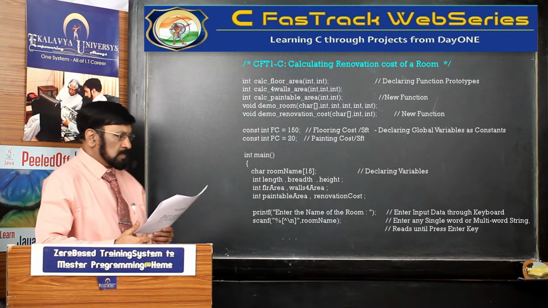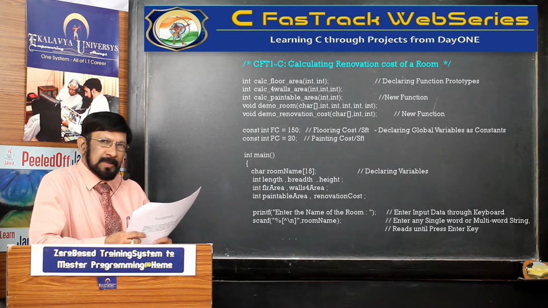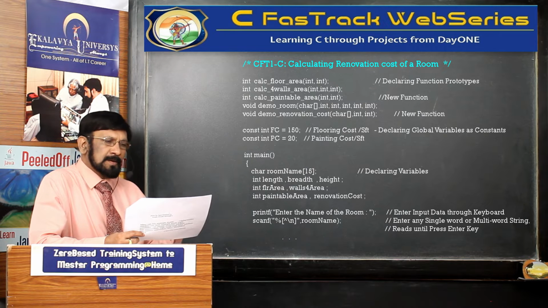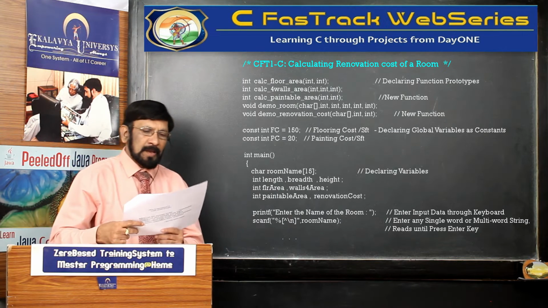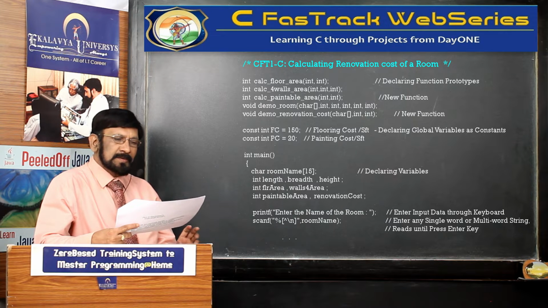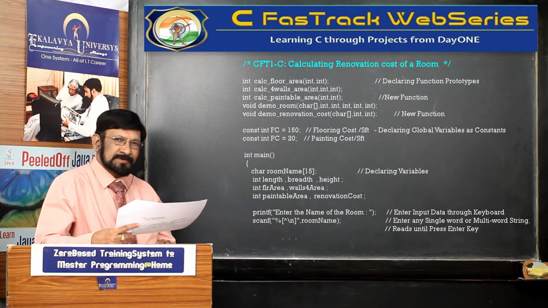Let us consider the program. Here, 5 function prototypes are there. In the previous program, only 3 function prototypes were there, that you know: calculate floor area, calculate 4 walls area, and the third one is demo room. So I am not explaining those. And 2 more additional functions are there: one is calculate paintable area, and the second one is demo renovation cost.